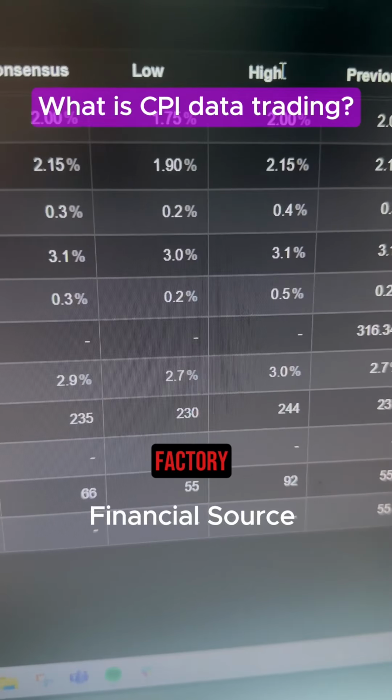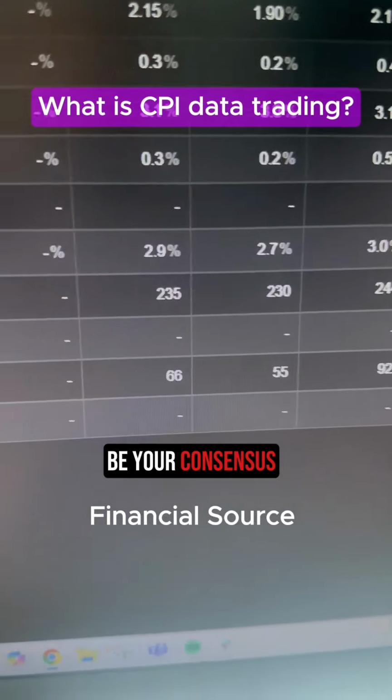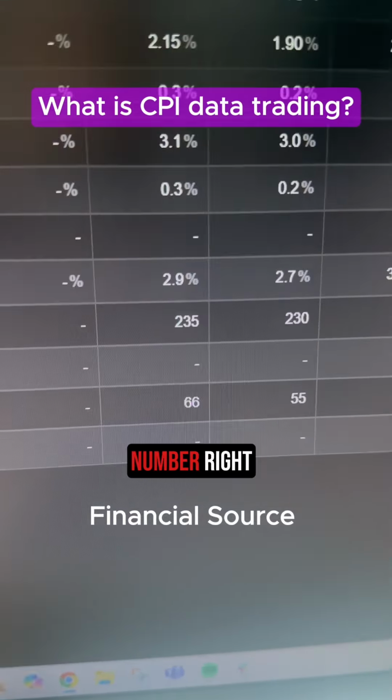If you're on Forex Factory, for example, you just get one expectation number, which is your consensus number, like 2.9. But what you need to know is the full range of expectations. You need to know that some analysts are expecting 2.7 at the low or 3.0 at the high. If we get an actual release that's below the low or above the high, that's where we could get a real market move, and that's what you need.